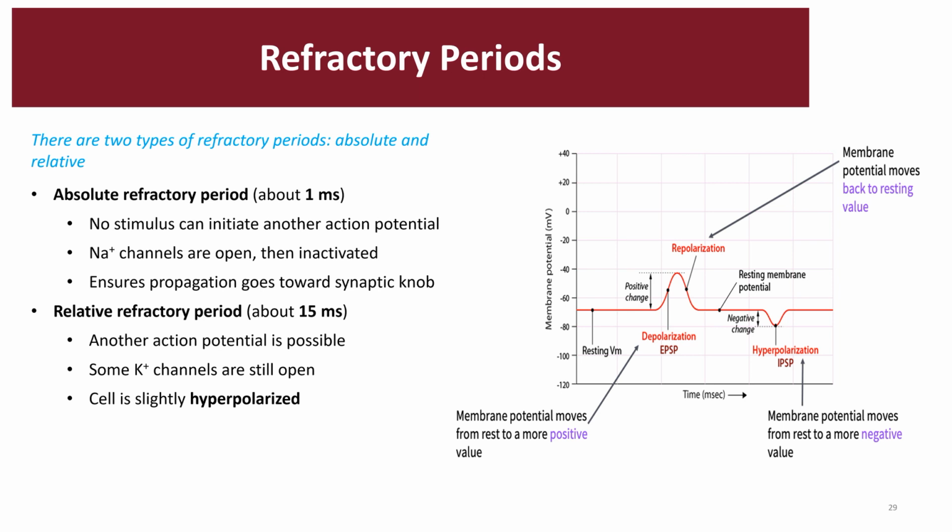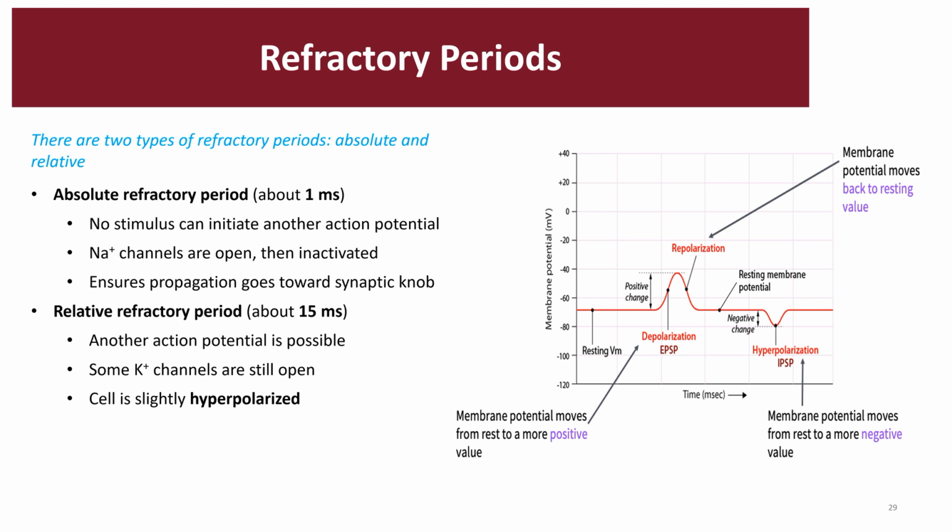This is a brief time where no stimulus can initiate because all the sodium channels are already open. At that moment in time, there's no other signal that could be fired. This ensures that the signal is going in one direction and moving towards the synaptic knob. At the peak height, about positive 30 millivolts, that's going to be your absolute refractory period.